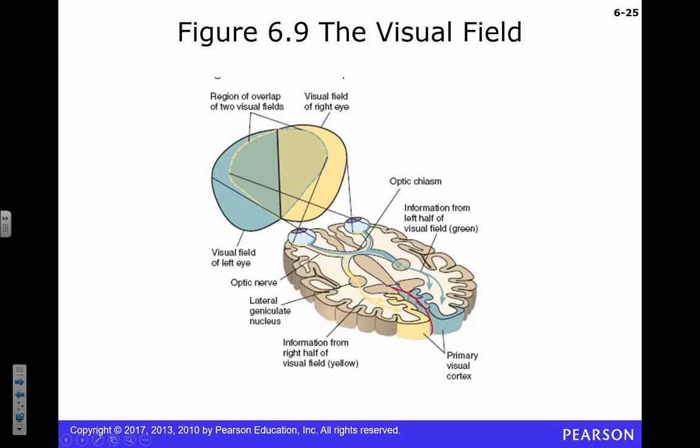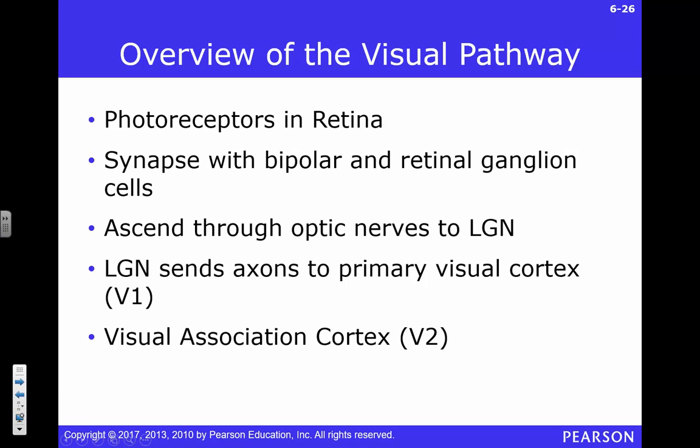And here's the location of primary visual cortex, at the back of your brain. Here's that optic chiasm we talked about, that crossover point. And there you'll see the lateral geniculate nucleus. Not a big deal.